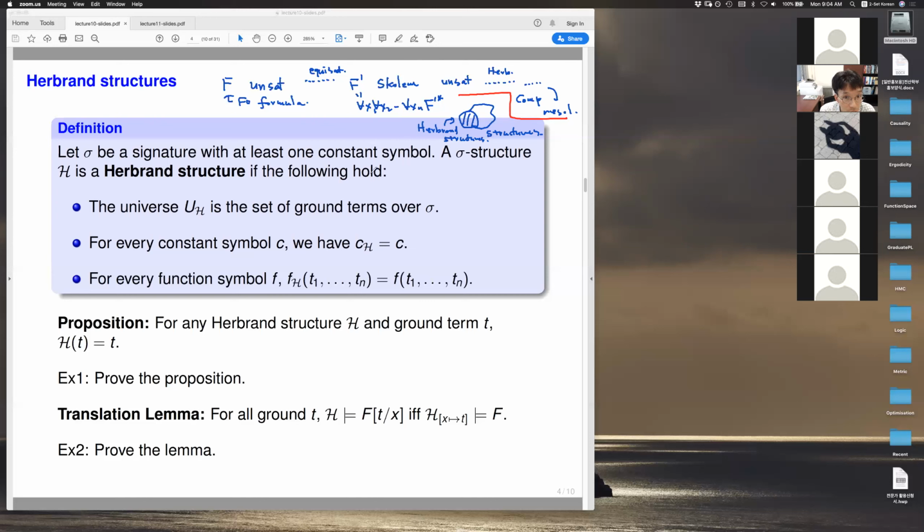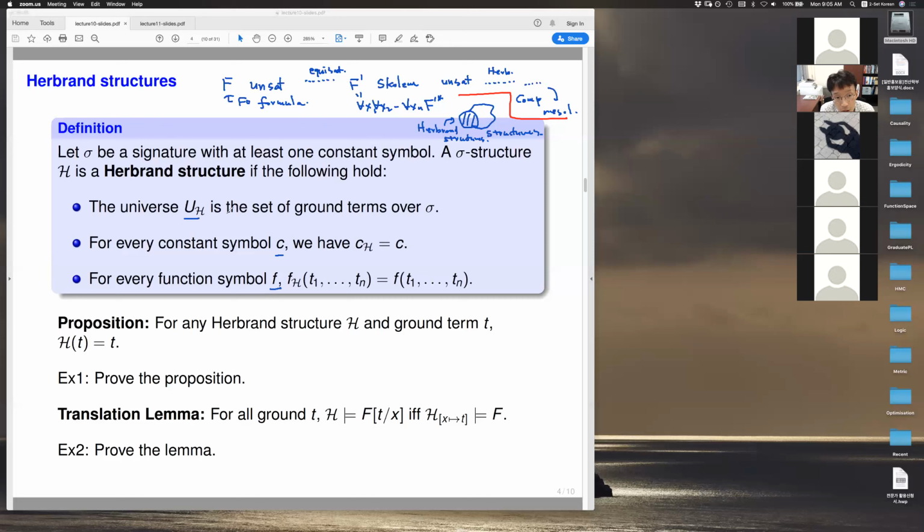So here's a reminder about the notion of Herbrand structure. Given a signature sigma, a Herbrand structure is a structure where many things are fixed. The underlying universe is fixed. Also, the interpretation of a constant is fixed. Interpretation of a function symbol is fixed. What's not fixed is the interpretation of a predicate symbol. That's not fixed, but all the rest is fixed.